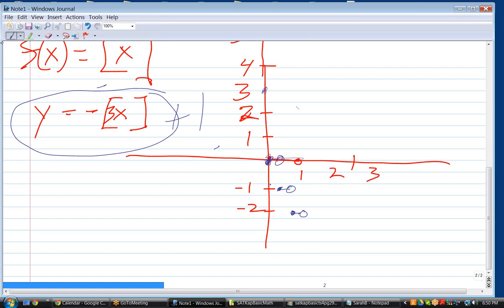So, if I draw it in black, I've got, I am not having a good day today. Let me not draw it in black. Draw it in red.